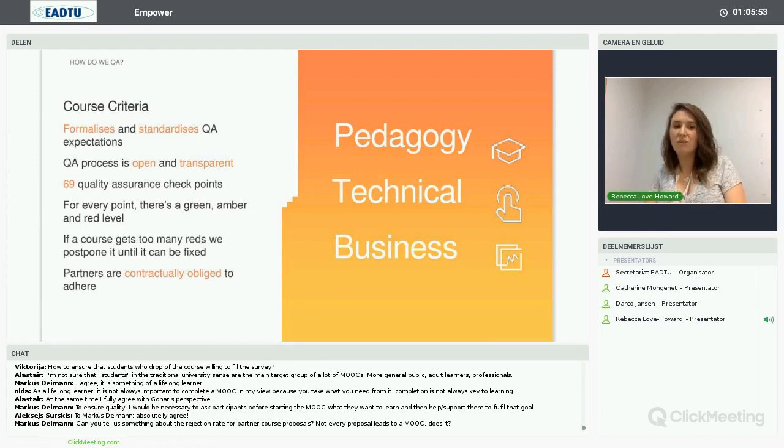The course criteria itself is broken down into 3 main sections: pedagogy, technical, and business. I talked a lot about audience. That's a thread that feeds through all of the process here. So I'll go into a little bit more about what we're looking for in quality assurance in those 3 sections.